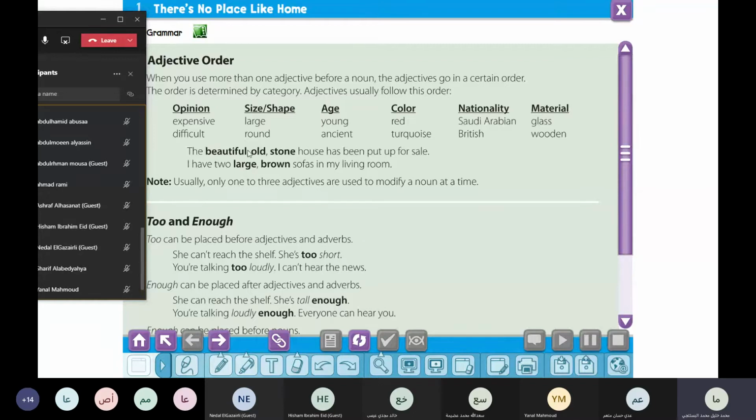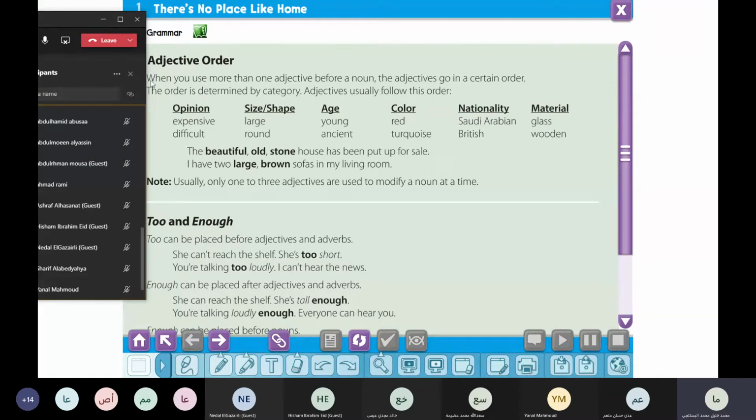How many adjectives do we have here? 3 adjectives. So we have to arrange them according to the category which is found above. Look here. Beautiful is an adjective related to an opinion. Maybe it is beautiful for me, but not beautiful for you. So this is an opinion. After that, we have old. Old related to what? To age. Then stone related to materials. The beautiful old stone house has been put up for sale.